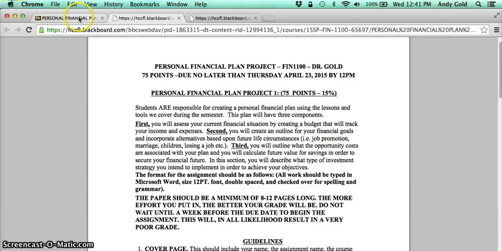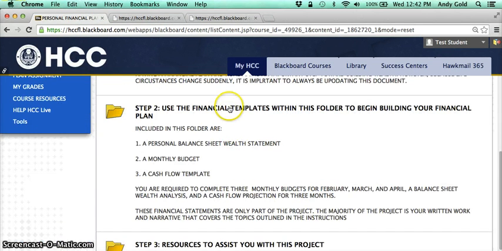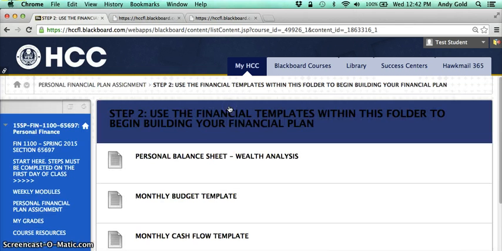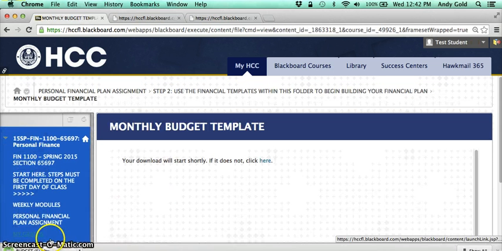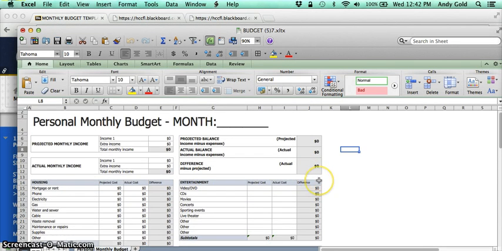Where you get the resources to help you do it are also in this section here on Blackboard in section 2. So let's just look quickly at what these templates are. The first one I'm going to look at is the budget, because you need to get this done headed into February, because that's the first month that you need to budget for. So here's the monthly budget.